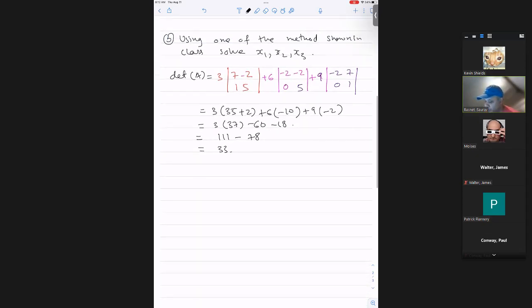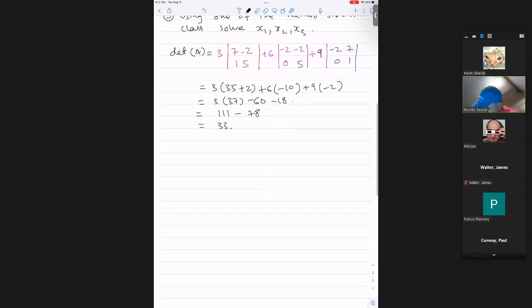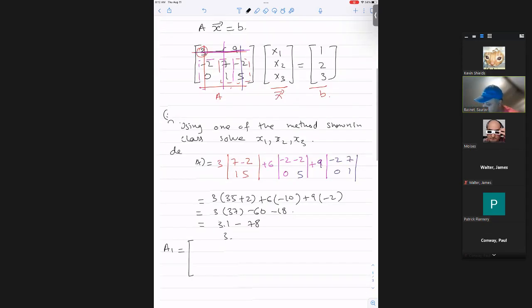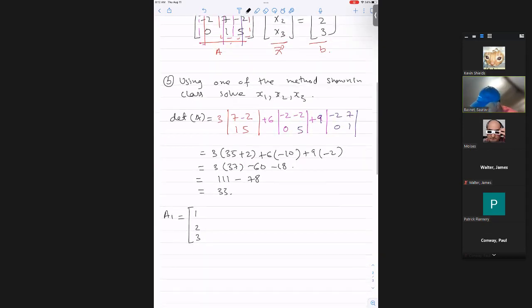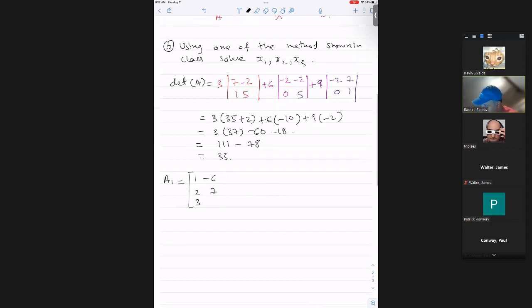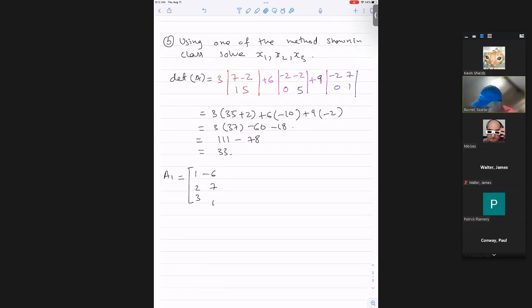So in Cramer's rule, what we do is we replace the A matrix with the B term. So we do it one by one, right? So when I say A1, I replace the first column with the B. Our B is 1, 2, 3. So 1, 2, 3, and others remain the same. -6, 7, 1, 7, 1, 9, -2, 5.